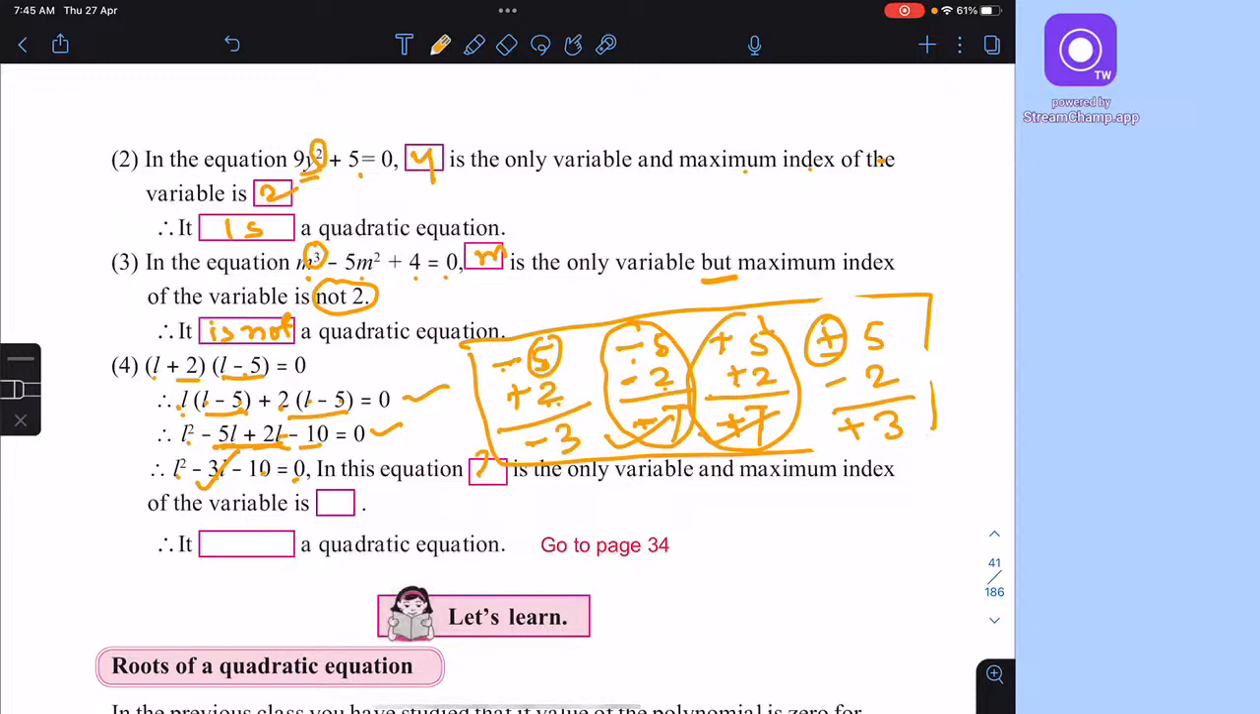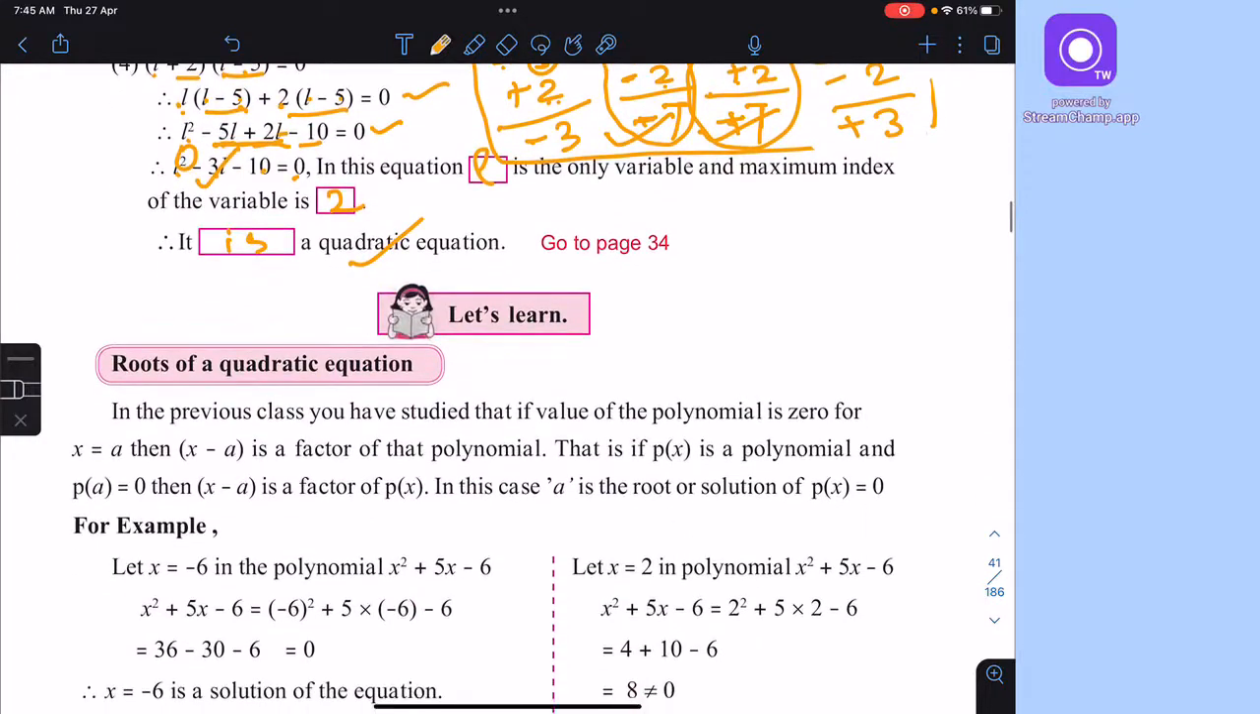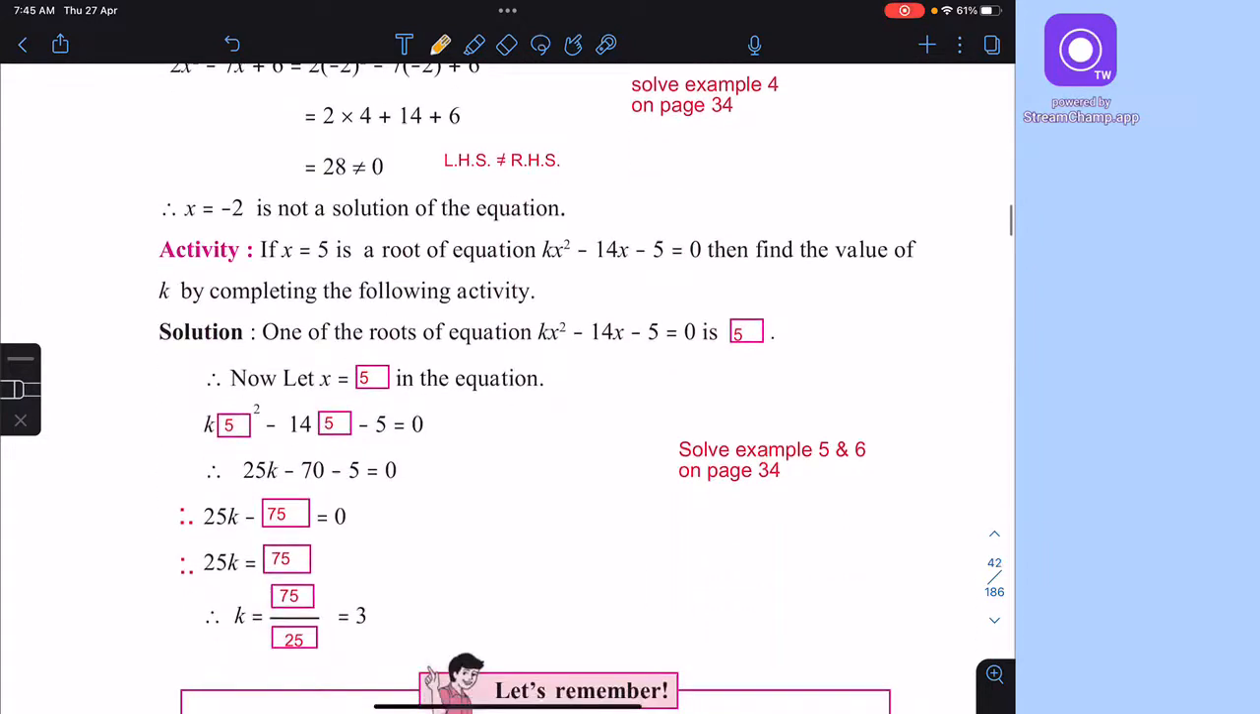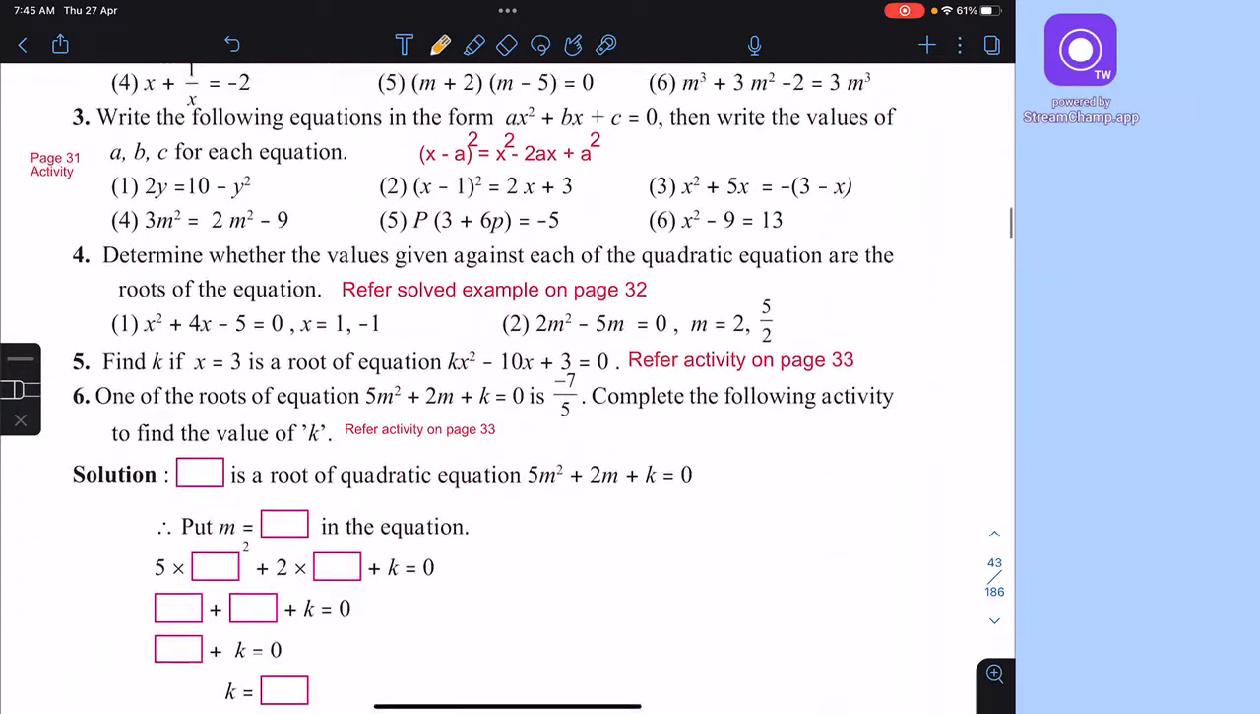In this equation, L is the only variable and the maximum index of the variable is 2. This is L square, that is, the maximum index is 2. Therefore, it is a quadratic equation. Understood? Go to page 34. Let us see on page 34 some questions may be given.